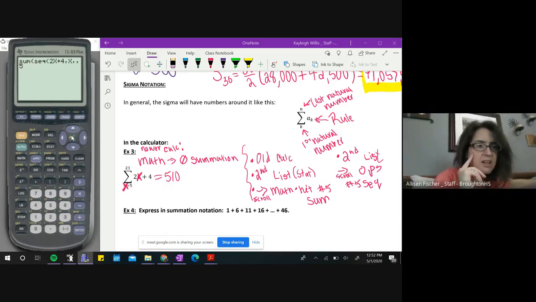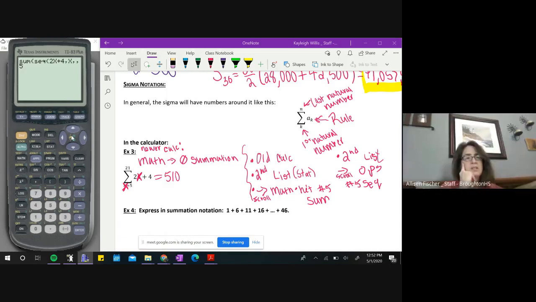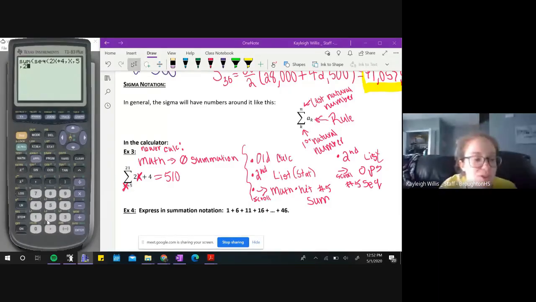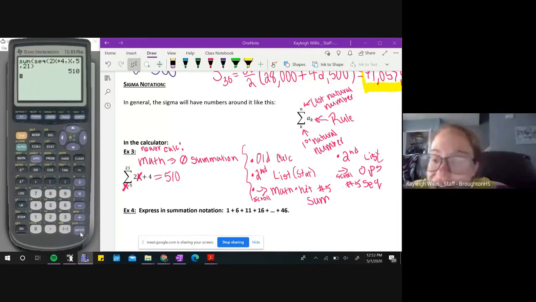You have too many commas. You have too many commas. Sorry. And then the last natural number, which is 21. And now I can hit enter and I get the same.